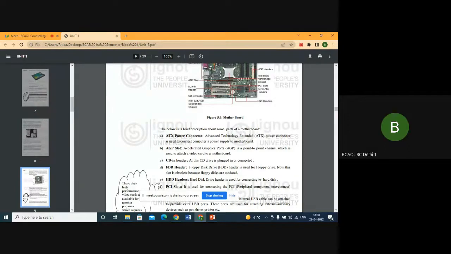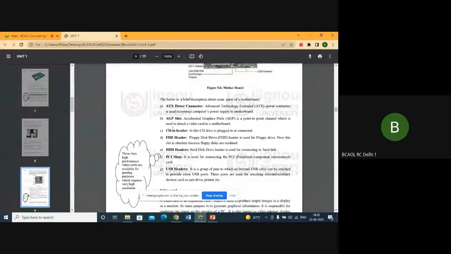Yes. Right. AGP slot is the accelerated graphics port. It's a point-to-point channel which is used to attach a video card to the motherboard, like a graphics card. Yeah, like a graphics card also. CD in header is where the CD drive is plugged in or connected. FDD, the floppy disk drive, is connected. HDD, the hard disk drive, is connected, and the PCI slot is used for connecting a PCI, peripheral component interconnect, card.